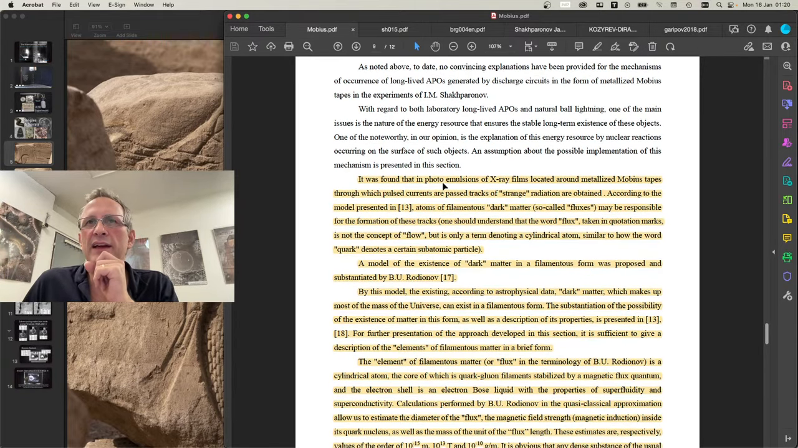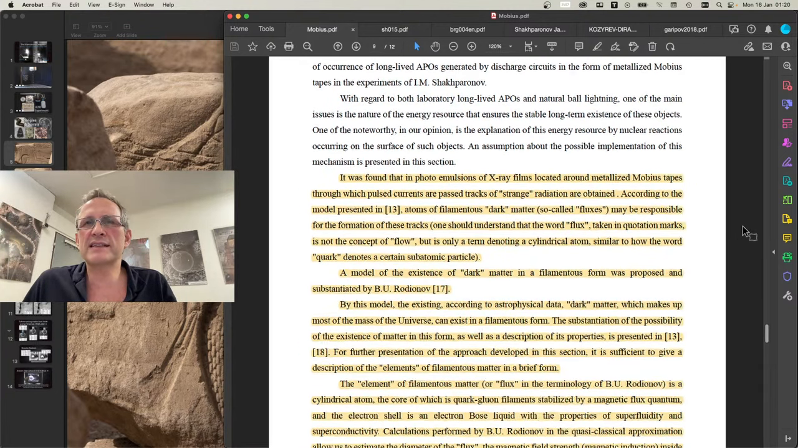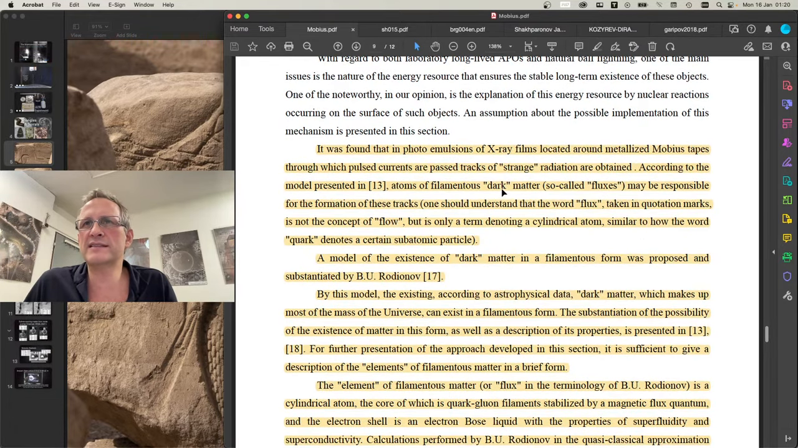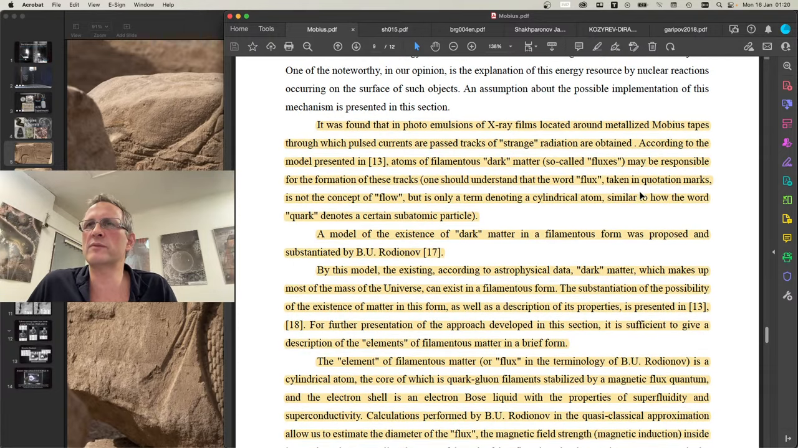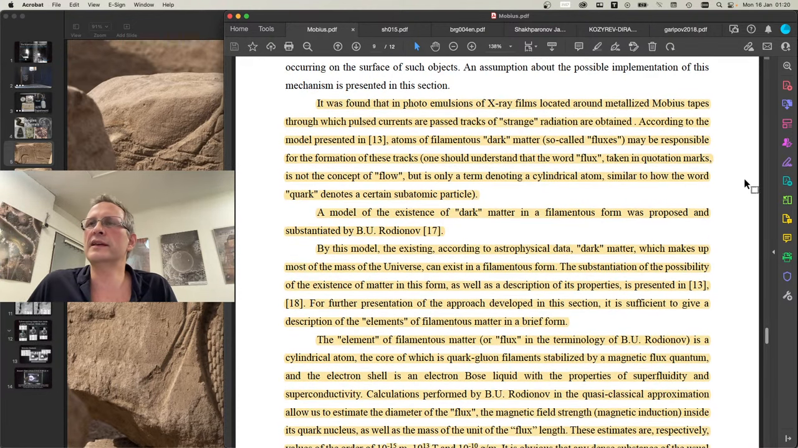So it was found that in a photoemulsion of X-ray films located around a metallized Möbius tapes through which pulsed currents are passed, tracks of strange radiation are obtained. According to the model presented in reference 13, are atoms of filamentous dark matter, which we will talk about in the next presentation most likely, so-called fluxes. I have talked about these when it was referred to by Savatamova a long time ago in terms of producing strange radiation tracks. I've talked about this before, but we're going to go into much more detail. And I think it's really key to some of the observations we have observed in the Vega experiments. May be responsible for the formation of these tracks.